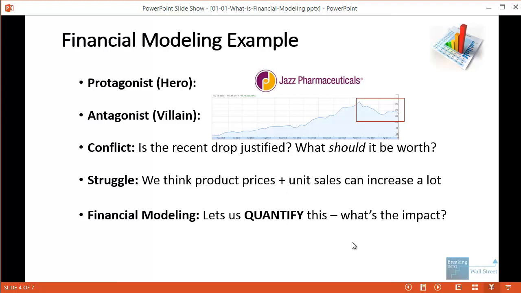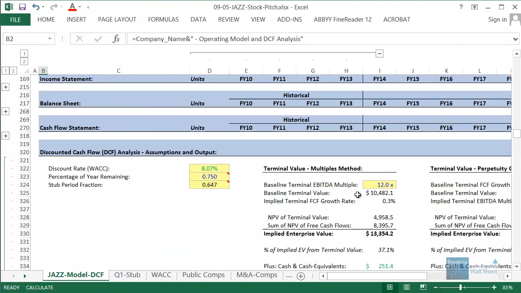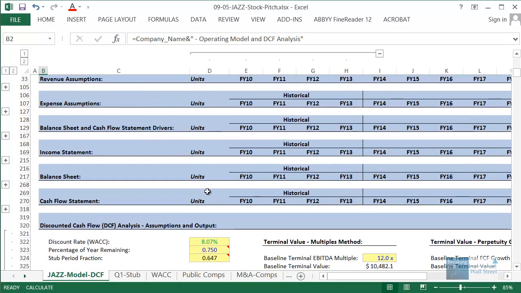And you say, what is the impact? If we really think that product prices and unit sales are going to increase by more than anyone expects, what is the ultimate impact here? And the way we do this, I'll just jump into Excel now. This is a more complex model, so don't worry about it too much.